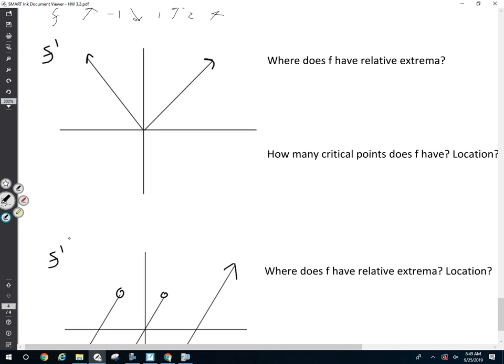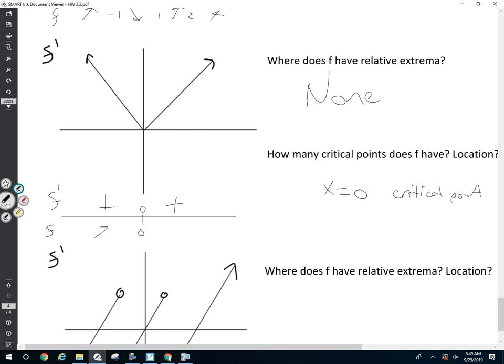Okay, where does f have relative extrema? Turns out f does not have relative extrema. F is going to be positive, 0 at 0, and then positive. So there are none. But we do have a critical point. X equals 0 is a critical point. It looks like F would be going up, flattening out, and then going up in a certain way.